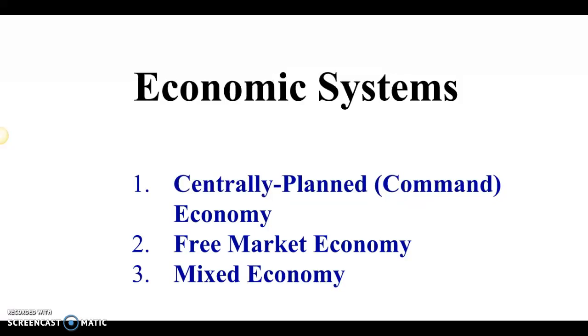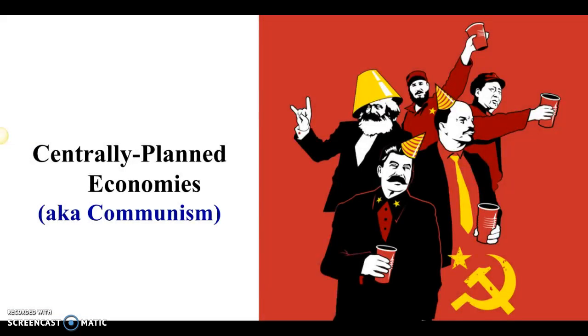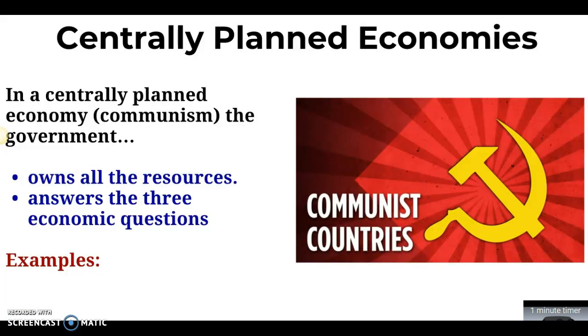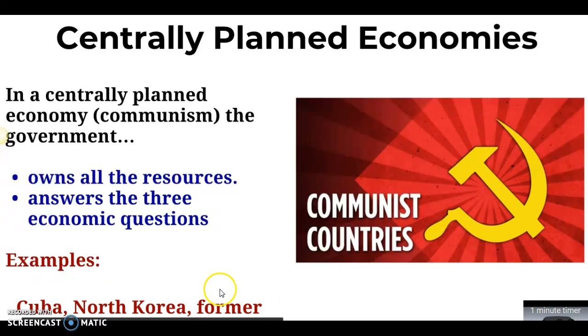Now let's go back to economic systems. Now, very simply, it comes down to command economies and the free market economy. Centrally planned economies. These are communist countries. Now, you can have a communist country like China, but they don't necessarily have a centrally planned economy anymore. Okay? What you do need to know is that in a centrally planned economy, all the resources are owned by the government, and all the economic questions, what to produce, how to produce it, and for whom, are answered by the government.